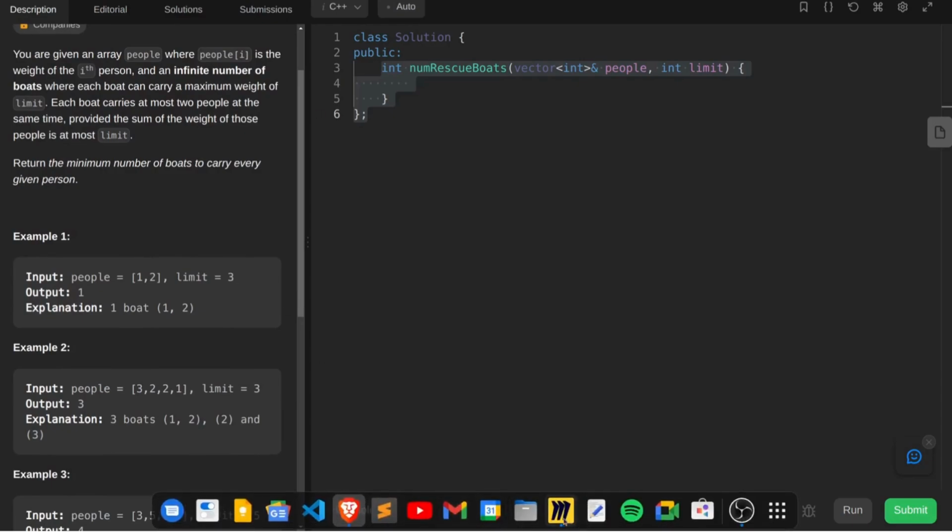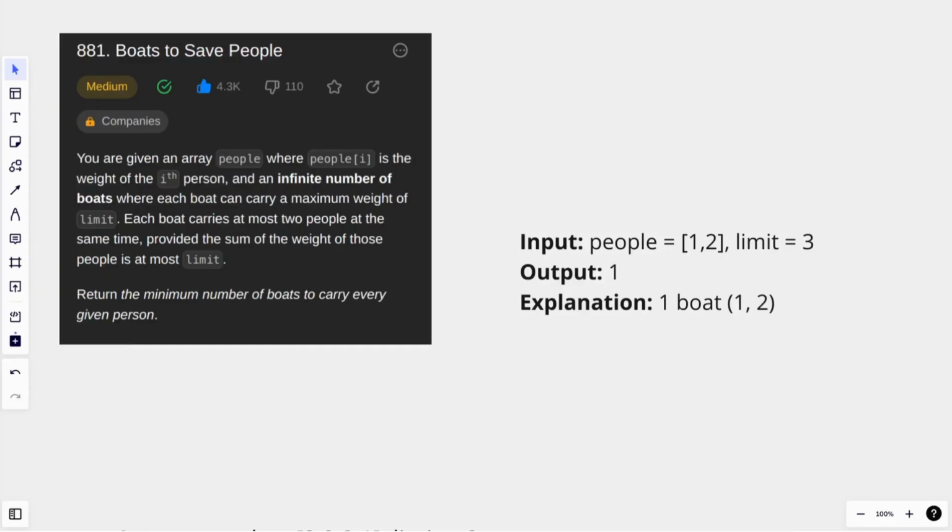So let's see the test cases. Like in the first test case, people's weights are 1 and 2 and the limit is 3. So I can either pick 1 only and then 2 only. There will be 2 boats required, or I can pick 1 and 2 both at the same time because their weight sum is less than or equal to limit. There can be at max 2 people at the same time in the same boat. So one boat is minimum required. So answer will be 1.